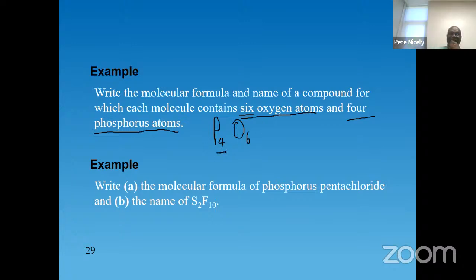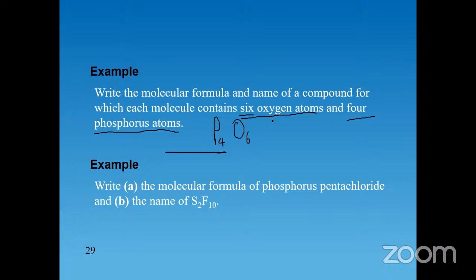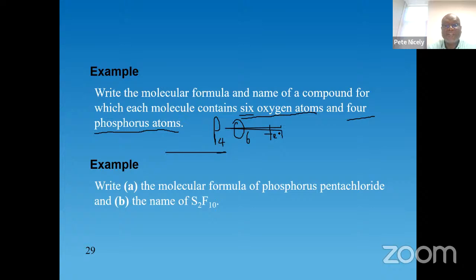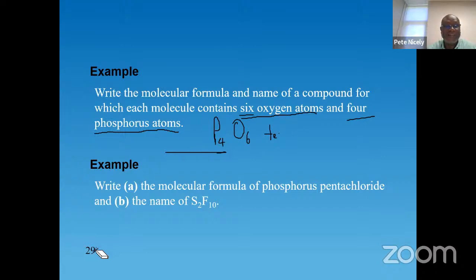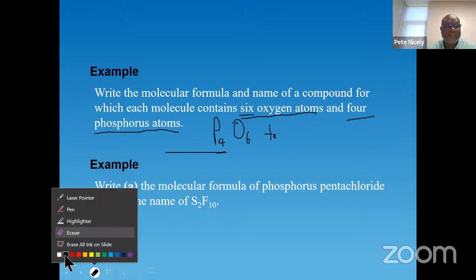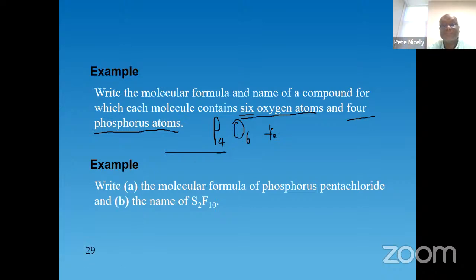What's a prefix for 4? Let's deal with that first, for the phosphorus. What's a prefix which represents 4? Tetra? Tetra, exactly. So let's write that down. Tetra, okay? Let me erase this here. Okay, so tetra. Tetra, and then what? What comes after the tetra?